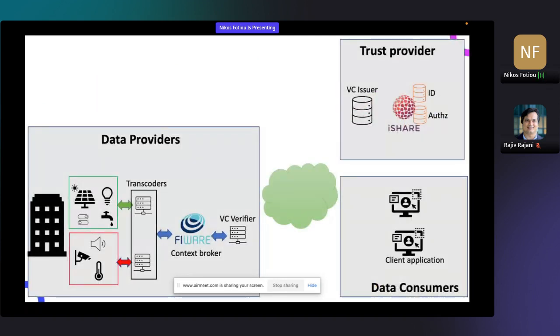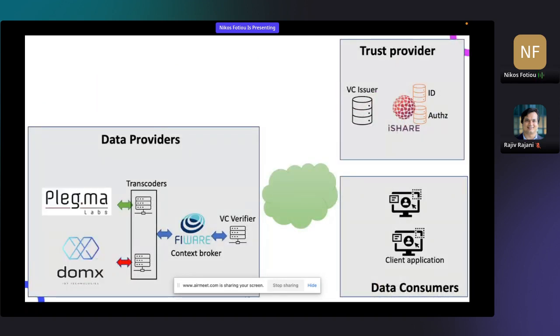So the role of the data provider will be held by two SMEs of the consortium, Plegma and Domex, which are two companies active in the smart energy domain in Greece. The trust provider will be held by Exceed, which is a spin-off of the Athens University of Economics and Business, active in the area of self-sovereign identity technologies.